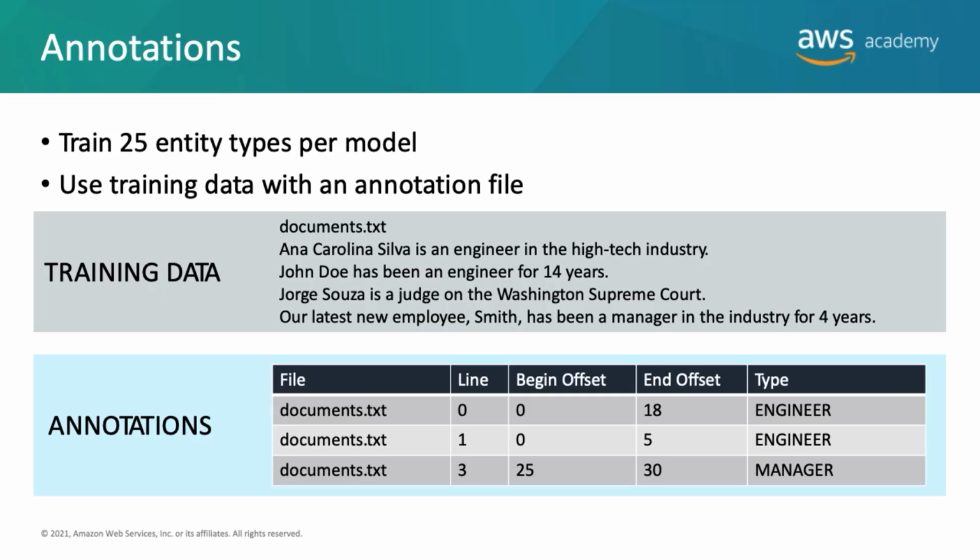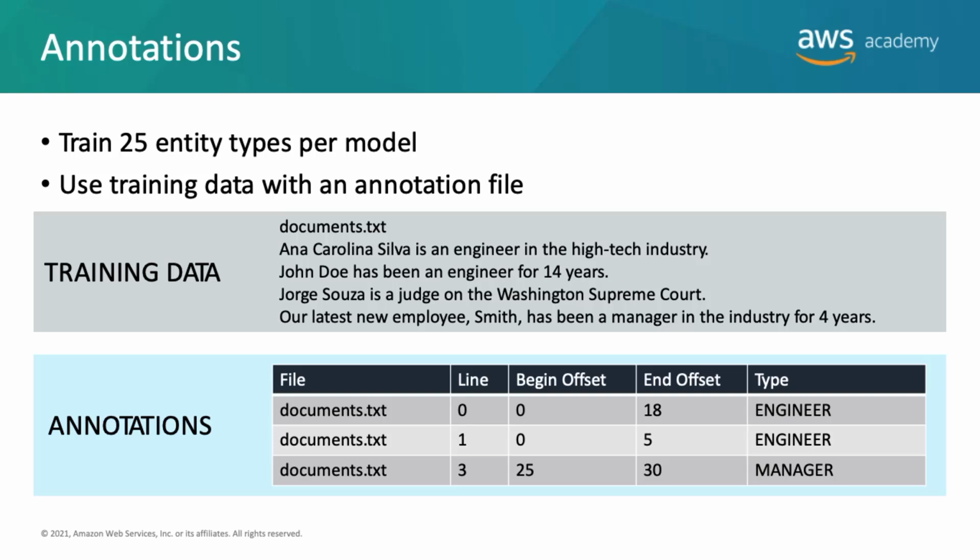The first line is Anna Carolina Silva is an engineer in the high-tech industry. So the entity for this line is Anna Carolina Silva. The table shows the annotation data for the file. The annotation has the line number, the start and end characters where the entity is found, and the type of entity. Look at the annotation for the first line, line 0.